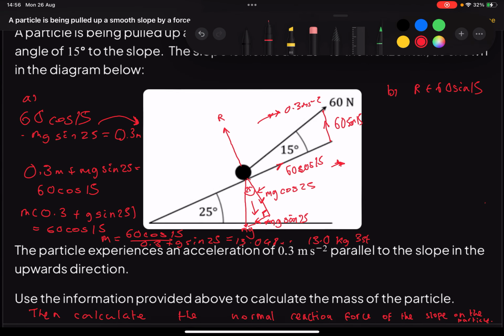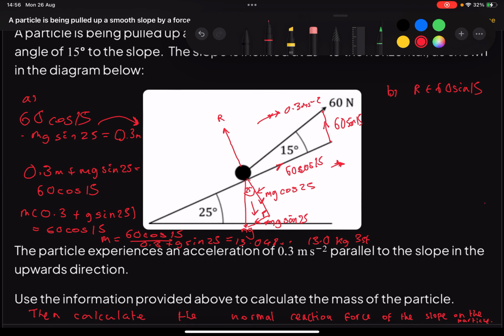And what is acting against? Well, mg is going downwards, and since upwards is positive, downwards must be negative. But we know the value of mg, which is 13.048 something times g cos 25.